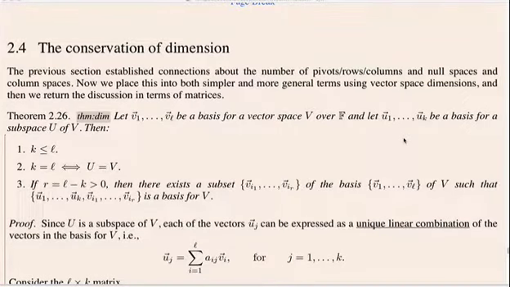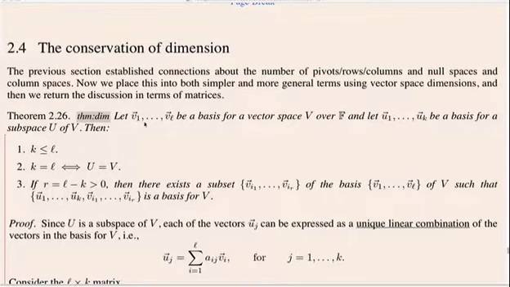Section 2.4, the conservation of dimension. The previous section established connections about the number of pivots, rows, and columns, and null spaces and column spaces. Now we place this into both simpler and more general terms using vector space dimensions, and then we return to discussion in terms of matrices.